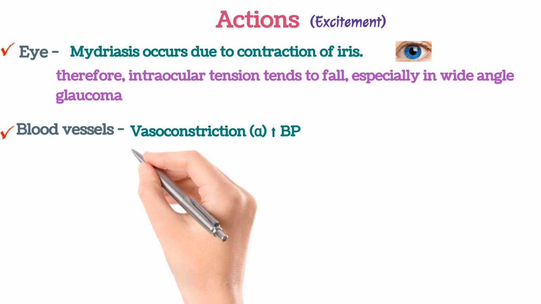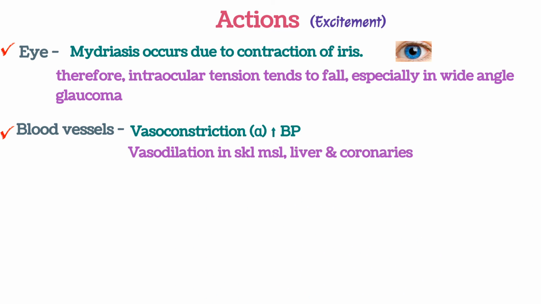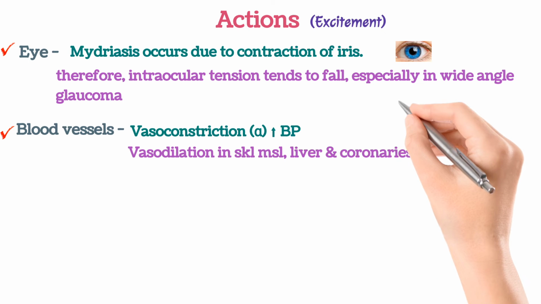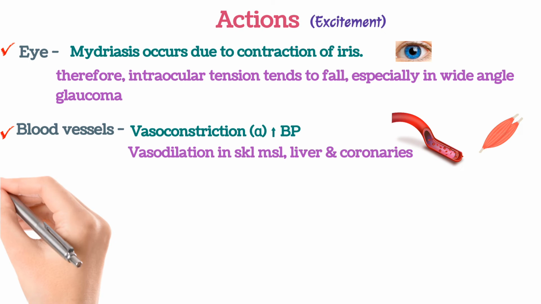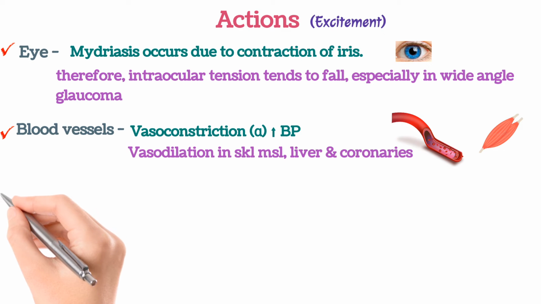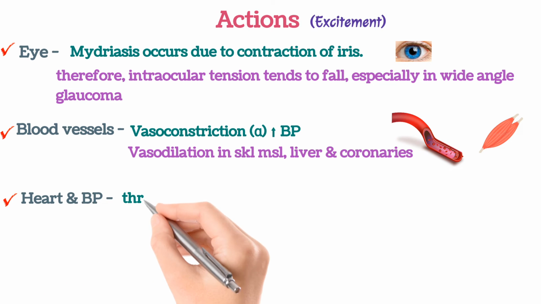Whenever we are in anger, there will be a rise in blood pressure due to vasoconstriction through alpha receptors, and similarly there will be vasodilatory action as well in skeletal muscles, liver and coronaries. So it will have both actions, vasoconstriction and vasodilation. Alright, so the third effect or third action will be on heart and blood pressure.